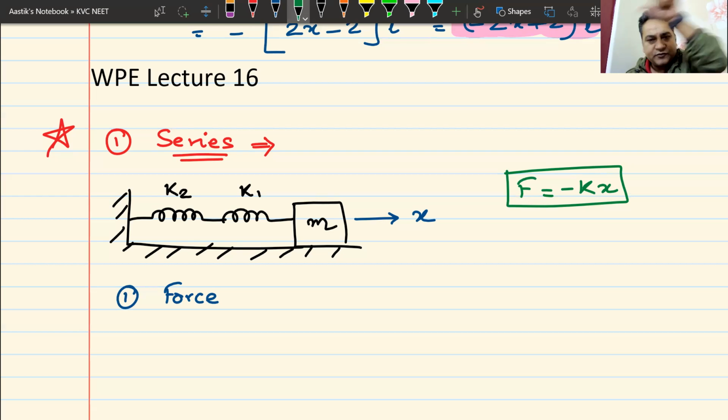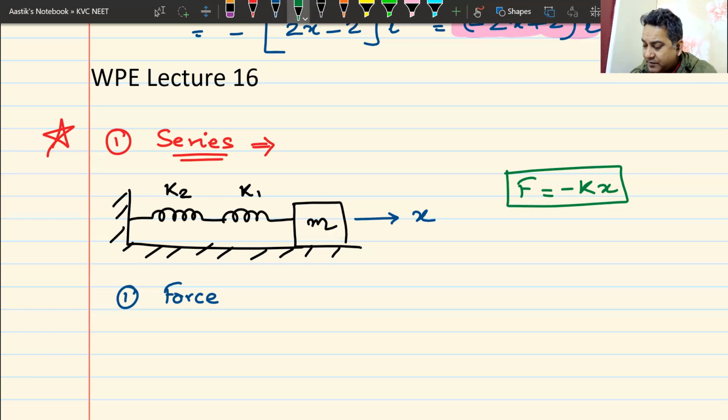So if the displacement is forwards, if I am pulling the block, the spring will try to pull it back. So it will be in the opposite direction. Spring can pull as well as push. If I stretch the spring, it will pull. If I compress the spring, it will push. That is why we have a negative sign. We all remember that.